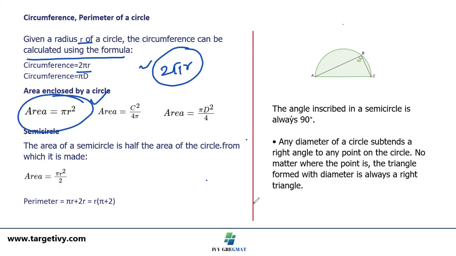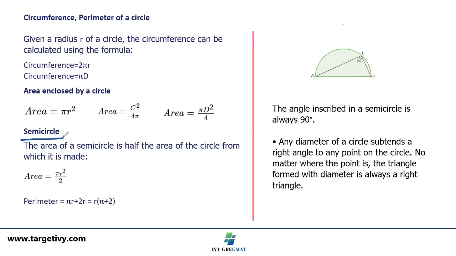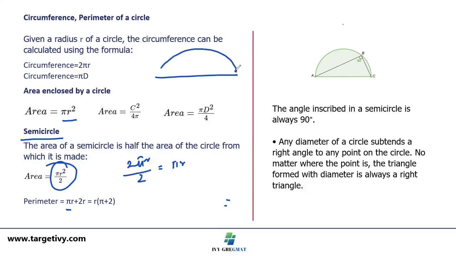But the situation changes in a semicircle by dividing it by half. So pi r square becomes pi r square by 2 as far as area is concerned. Perimeter doesn't become 2 pi r by 2, it becomes pi r for this much. What about these two? This is 1 r, this is 1 r. So perimeter adds up 2 more radiuses. So 2 r. So we simplify it further: r into pi plus 2.